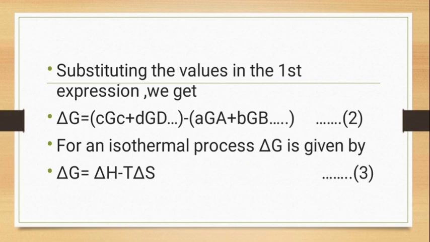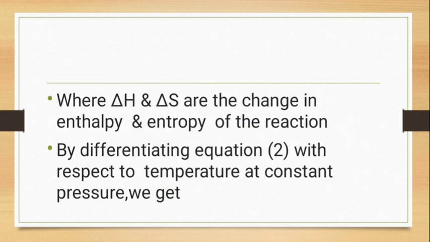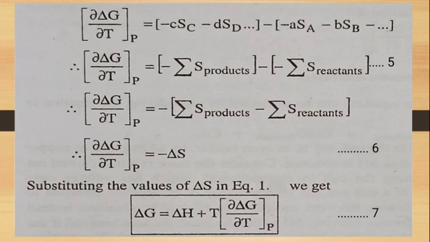Now we have the value of ΔS. So just put the value of ΔS here and write the equation. So ΔG is equal to ΔH minus TΔS. Instead of ΔS, you can write the value. So here is the minus TΔS. Minus minus becomes positive, so plus, in a bracket, ∂ΔG/∂T at a constant pressure. And equation number 7 is this, and this is known as the Gibbs-Helmholtz equation.